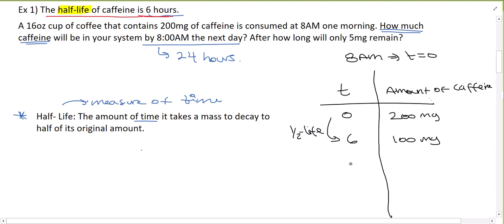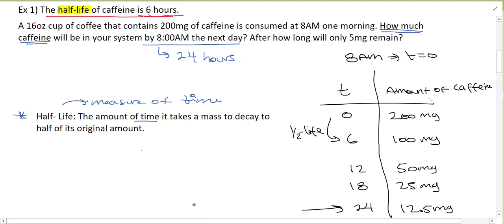So another half-life, another 6 hours, will put us at 12 hours after. That will be half of the previous amount, so 50 milligrams, and so on. Another 6 hours will be 18, so 25 milligrams, and then another 6 hours will put us at 24 hours, so that will be half of 25, so 12.5 milligrams. So that means that after 24 hours, by 8 a.m. the next morning, we would have 12.5 milligrams of caffeine in our system.